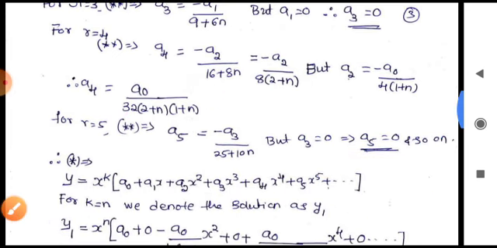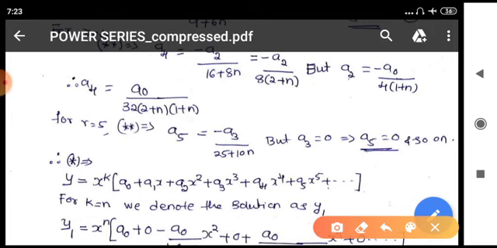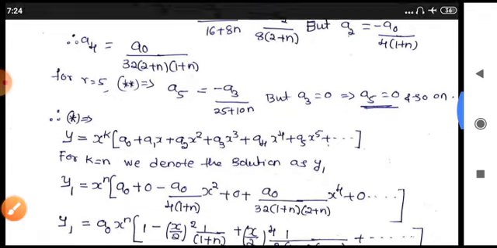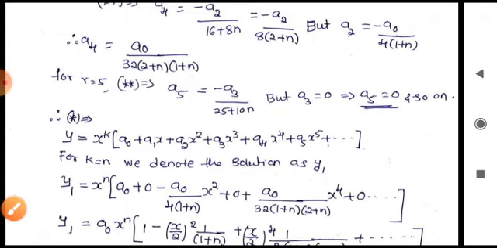For r equal to 5, in equation double star, what we get is a5 equal to minus a3 divided by 25 plus 10n. But we know that from previous step a3 is 0. If a3 is 0, definitely a5 has to be 0. So a5 is 0 and so on. Now we will substitute this a0, a1, a2, a3, a4, a5 in equation star.